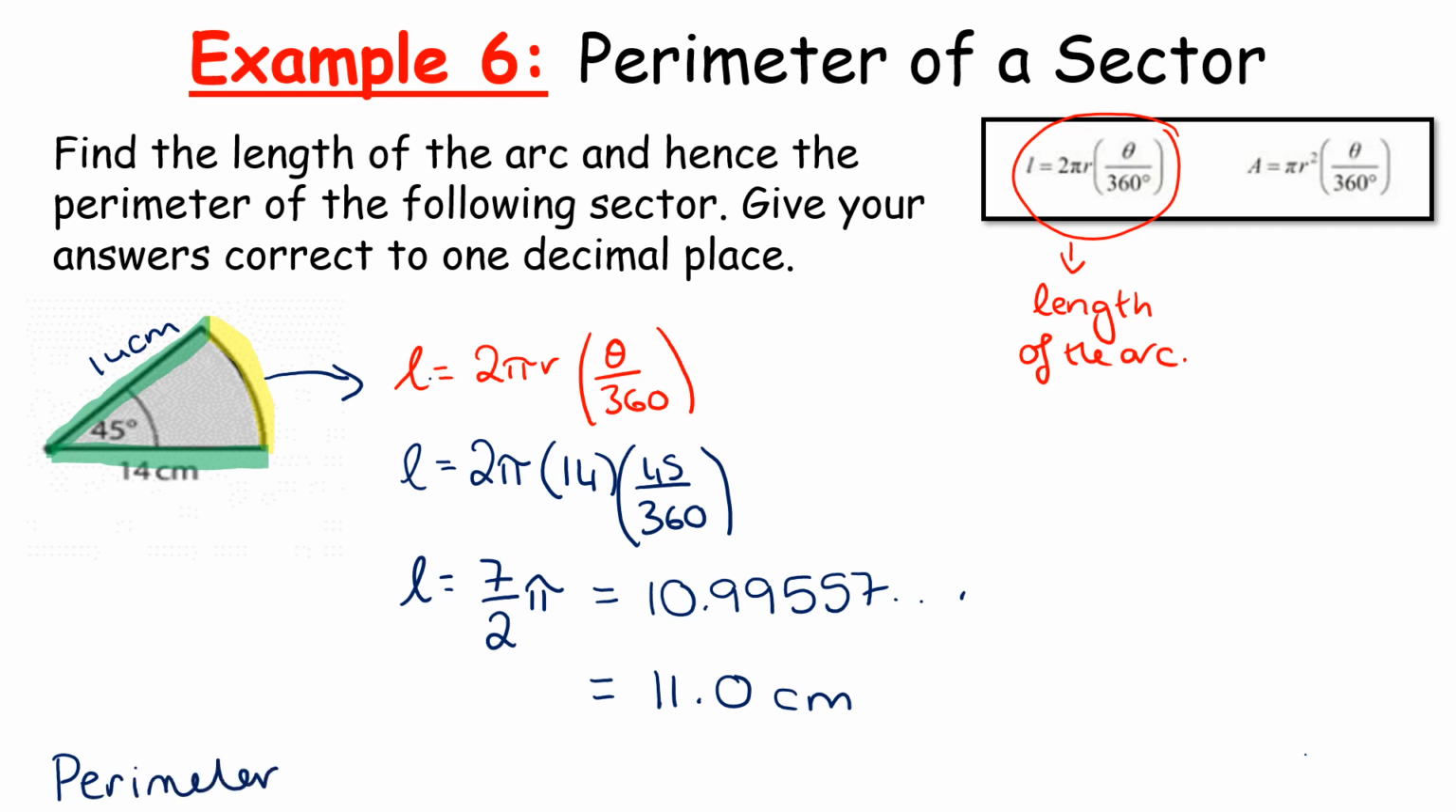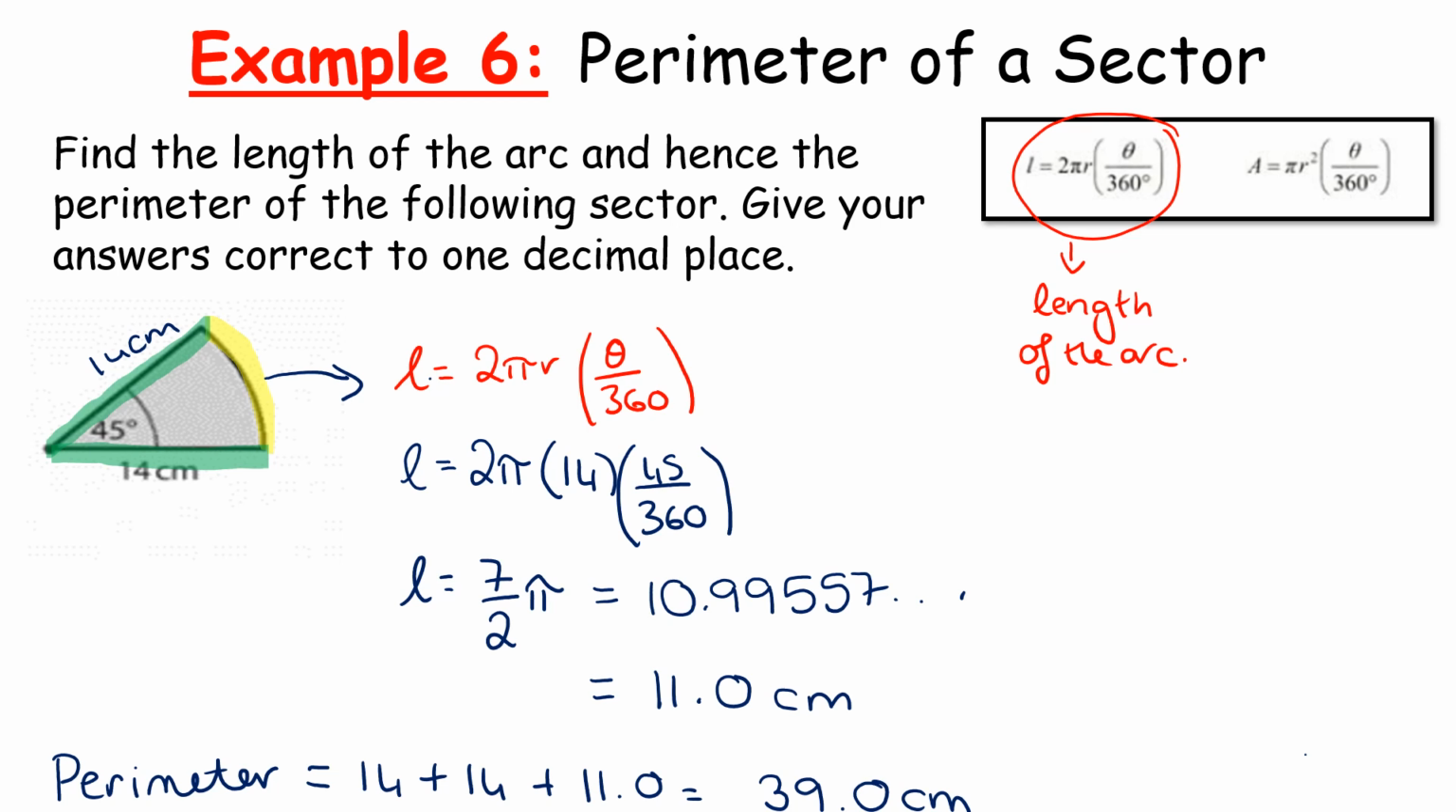The perimeter is going to be 14 plus 14 plus my 11.0, which is 39.0. They asked for 1 decimal place, so I'm going to leave that 0 in there, and that is my perimeter.